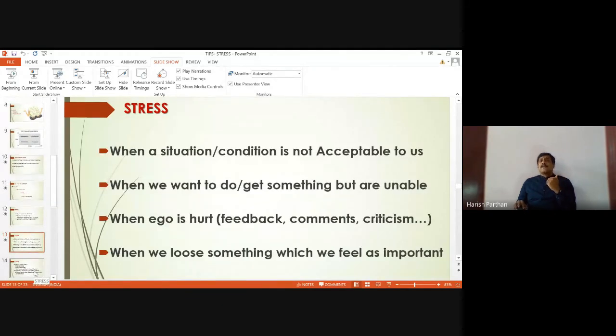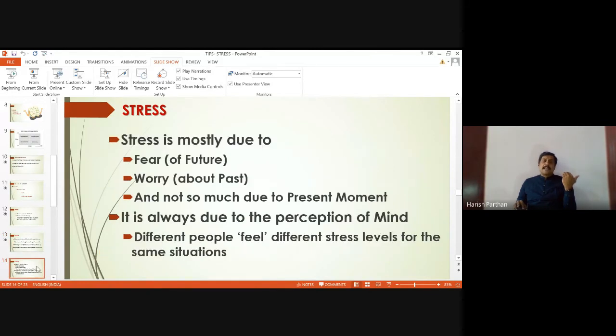So what happens when a situation or a condition is not acceptable to us? Take this pandemic, it is not acceptable. We cannot sit in our house for a longer time. We cannot get this kind of salary for a longer period of time. So it becomes an unacceptable situation. Then you are stressed. If you are aiming for something and you are not getting it in time, then you are stressed. You keep a value for yourself, that value is hurt, you get feedback, comments, criticism, then you are stressed. Aren't you? Yes, no? So when you lose something that you feel is very important, then you are stressed, isn't it?